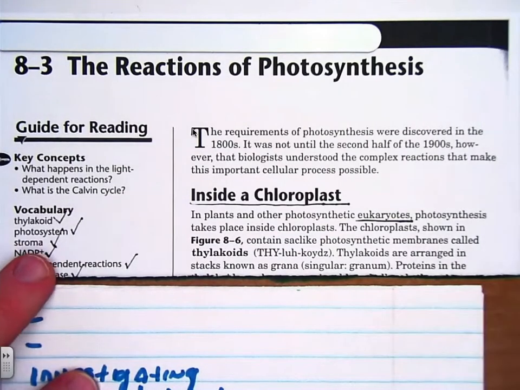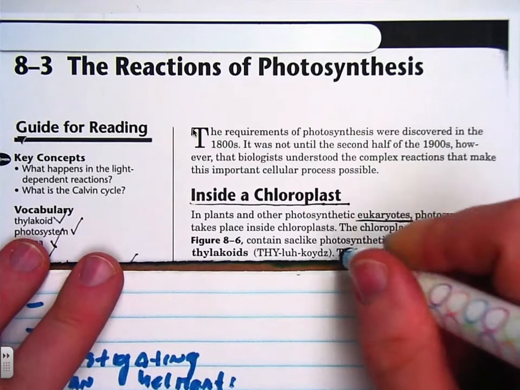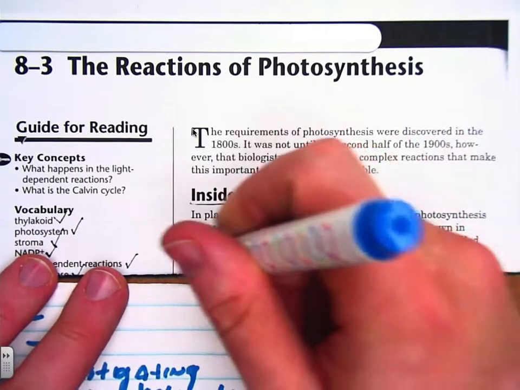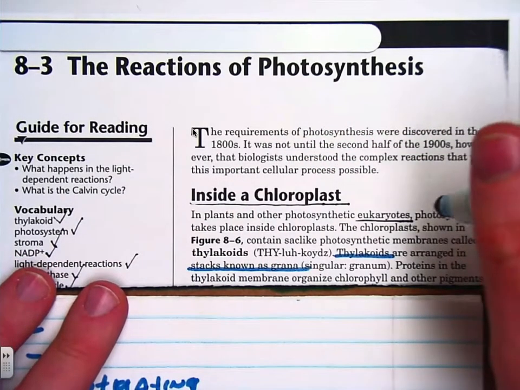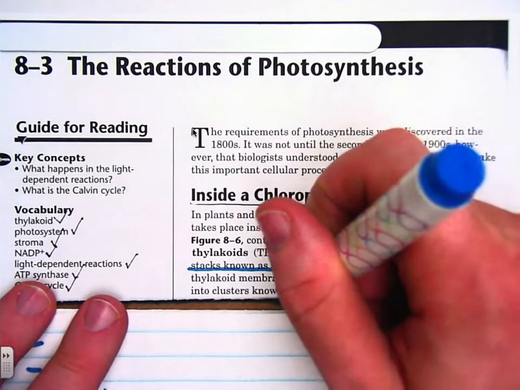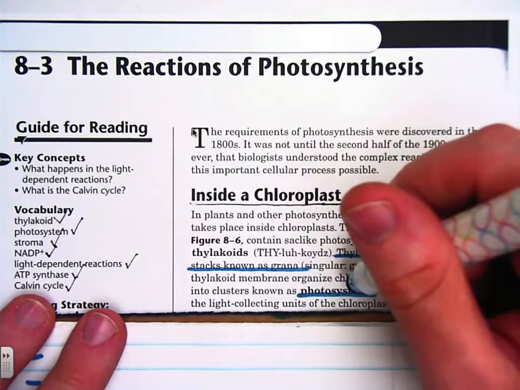Look at all of these great vocab words. Thylakoids, nice. Stacks, known as grana. Proteins in the thylakoid membrane organize chlorophyll and other pigments into clusters known as photosystems. Photosystems are the light-collecting units of the chloroplast.